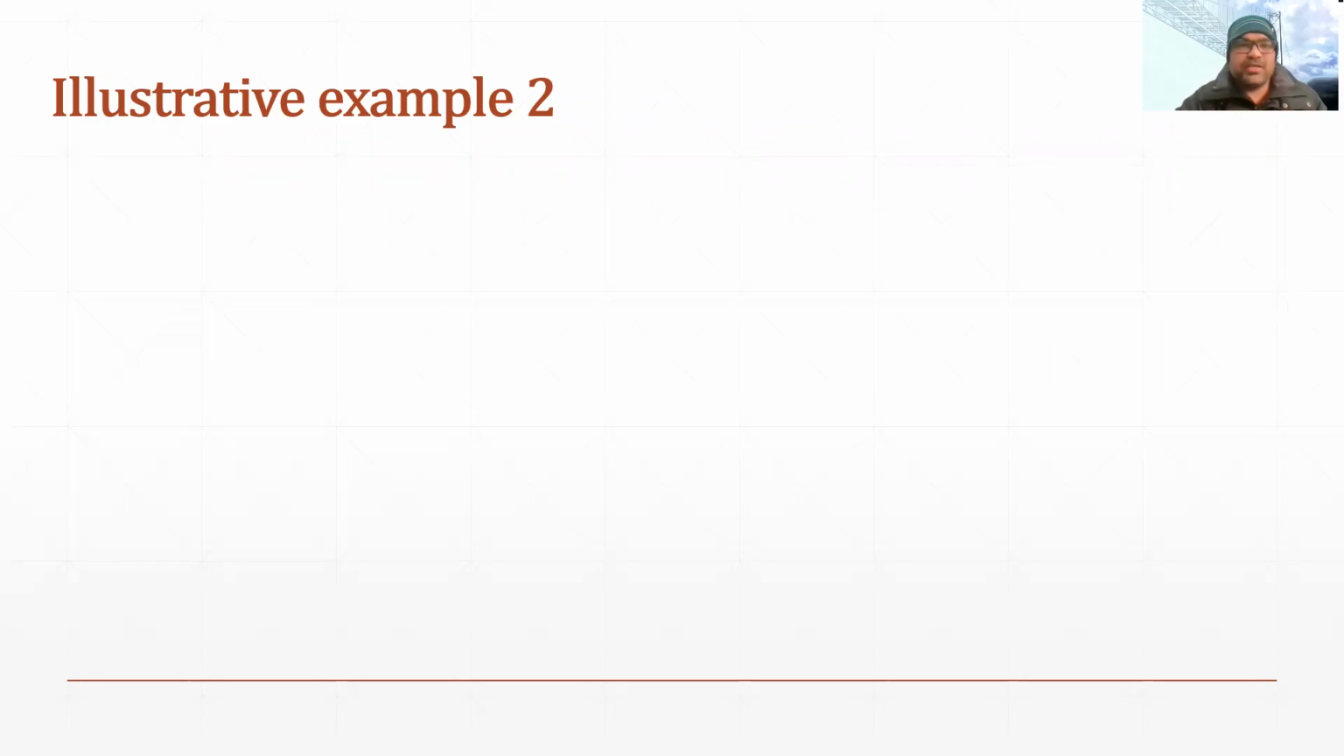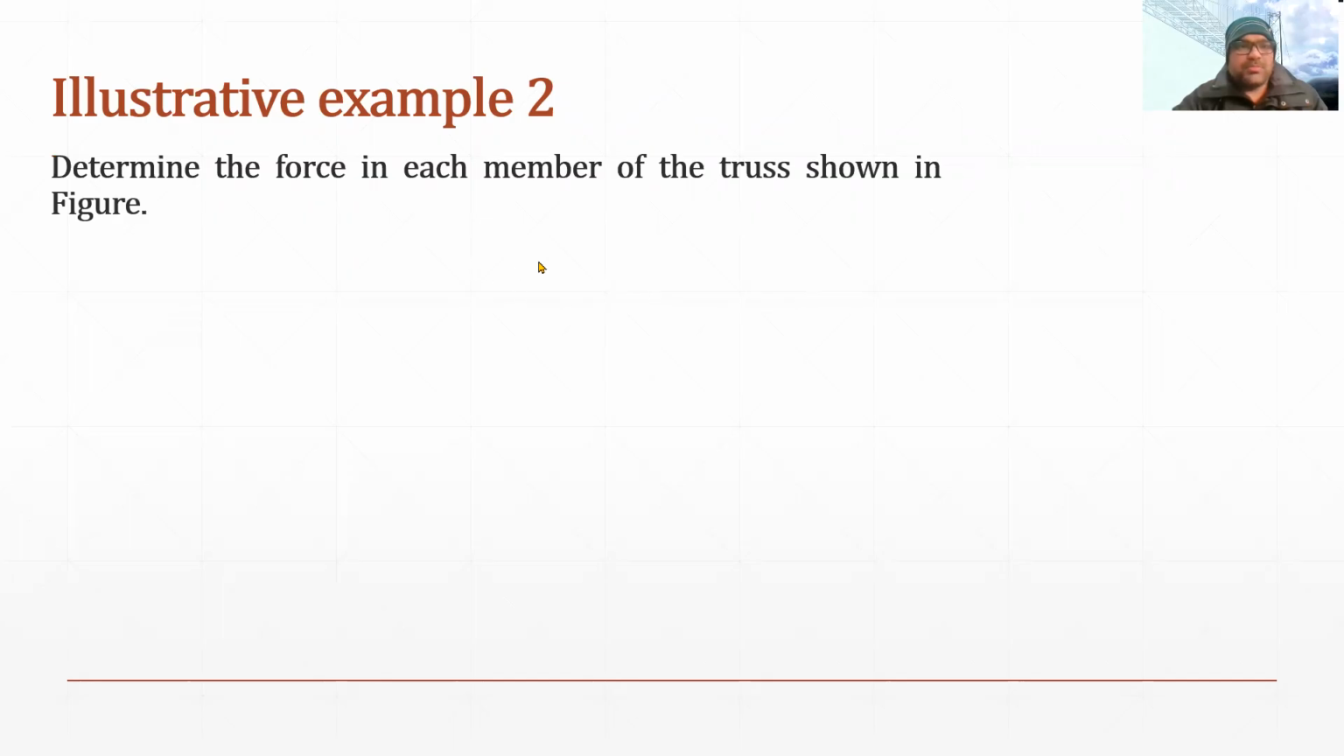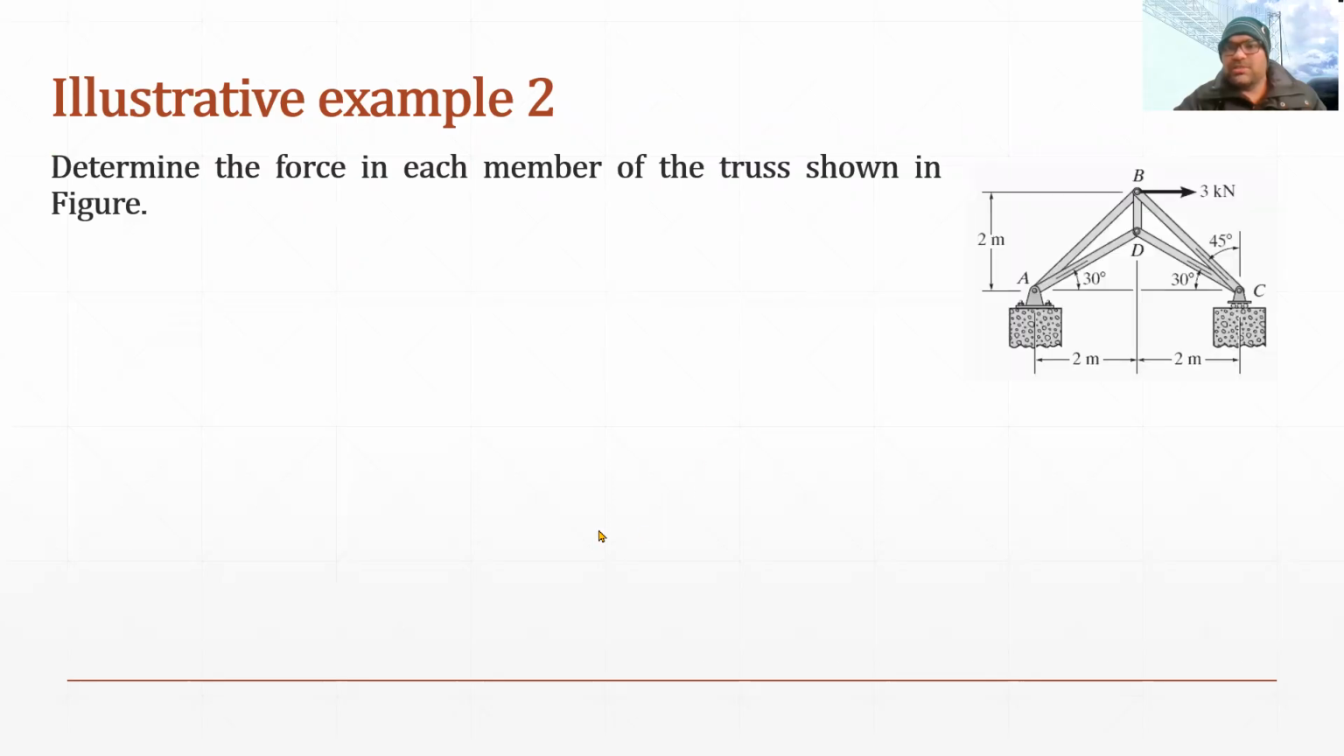So in this part, we will take another example of the truss. In this example, we have to determine the force in each member of the truss as shown in the figure. So the figure of the truss is this one. This is a truss, which is again a simply supported truss. And we have to find out the force in each member AB, AD, BD, BC, and DC.